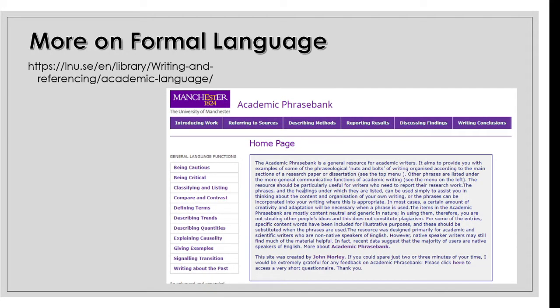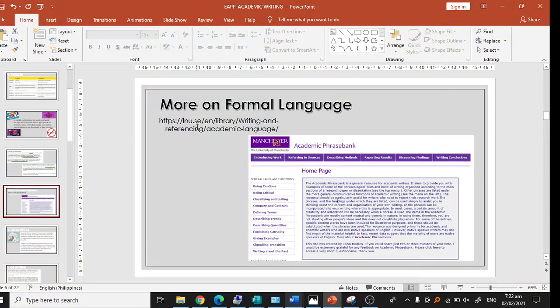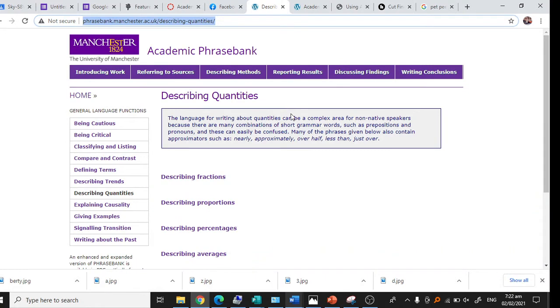And in order for us to have more idea on formal language, let us go to the Academic Phrase Bank by the University of Manchester. I find this very important for you to know because whenever you are writing, the common problem of Filipinos is that they have limited vocabulary and expressions. If you go to this website, as given in the link in the PowerPoint, you would see the different phrases that you can use. Pay attention to this one here at the left side.